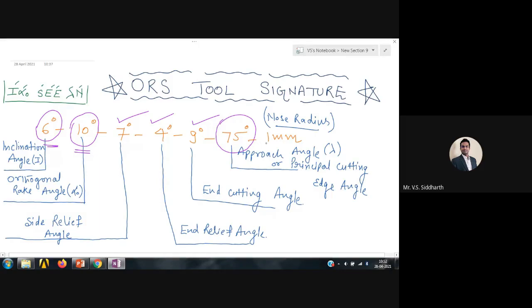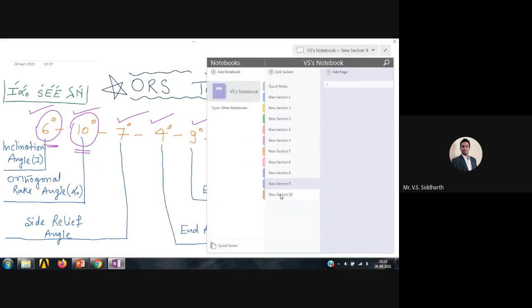Principal cutting edge angle. Only three angles are new. All the other angles are more or less the same. So basically, we will try to see the meaning of this inclination angle and the meaning of this orthogonal rake angle with the help of this new diagram.